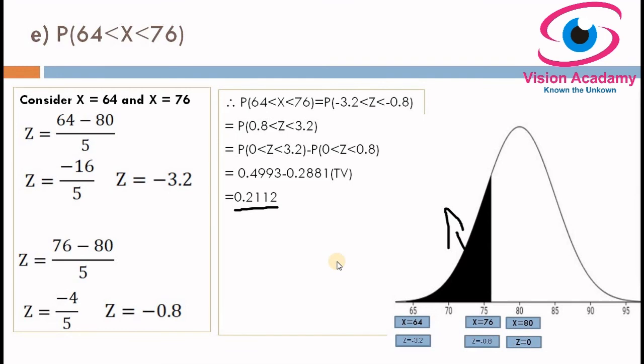I hope you got a thorough understanding of how to calculate areas in the normal distribution using the normal curve and z table. If you have any doubts regarding normal distribution, area or properties, please do comment in the comment box, and I am ready to answer your queries.